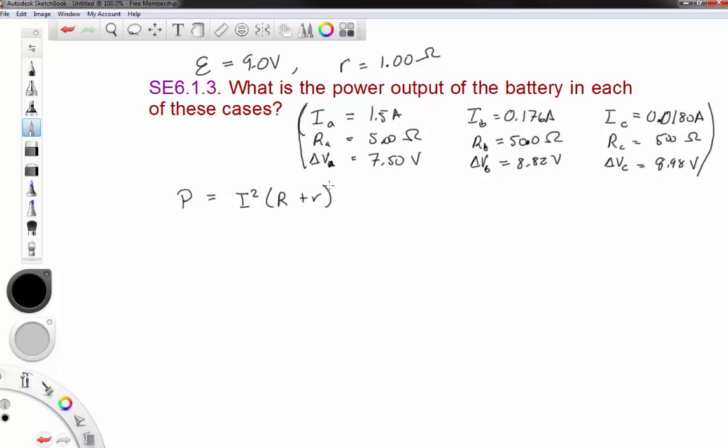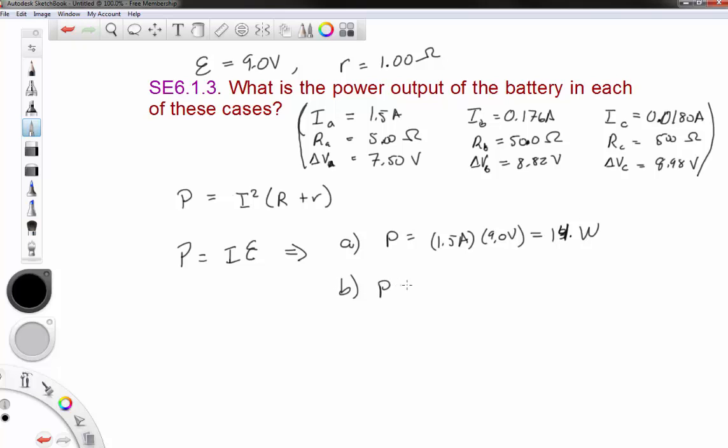However, I would rather do a slightly simpler calculation, which is that the power should be I times epsilon. So for case A, the power is going to be 1.5 amps times 9.0 volts, which is going to give us a total of 13.5, or if we're rounding off to two significant figures, 14 watts.